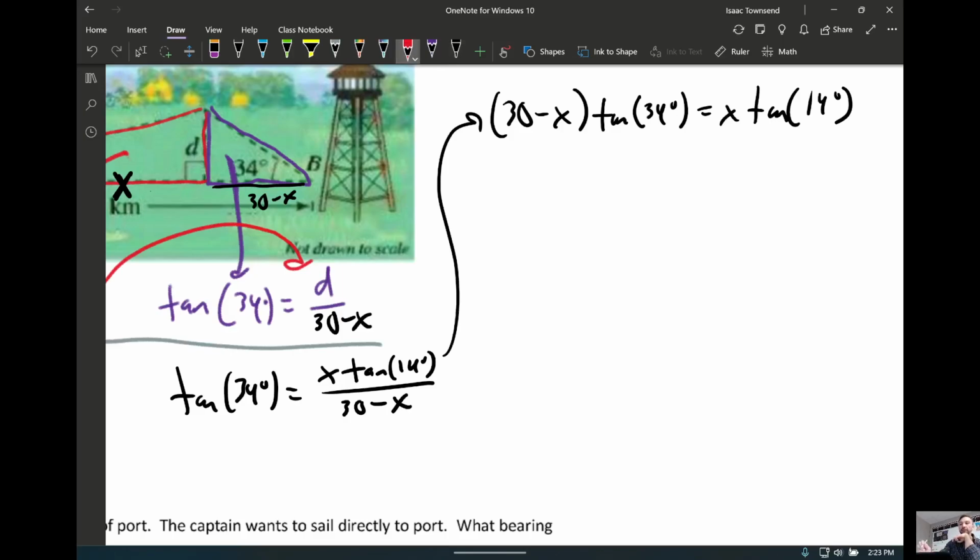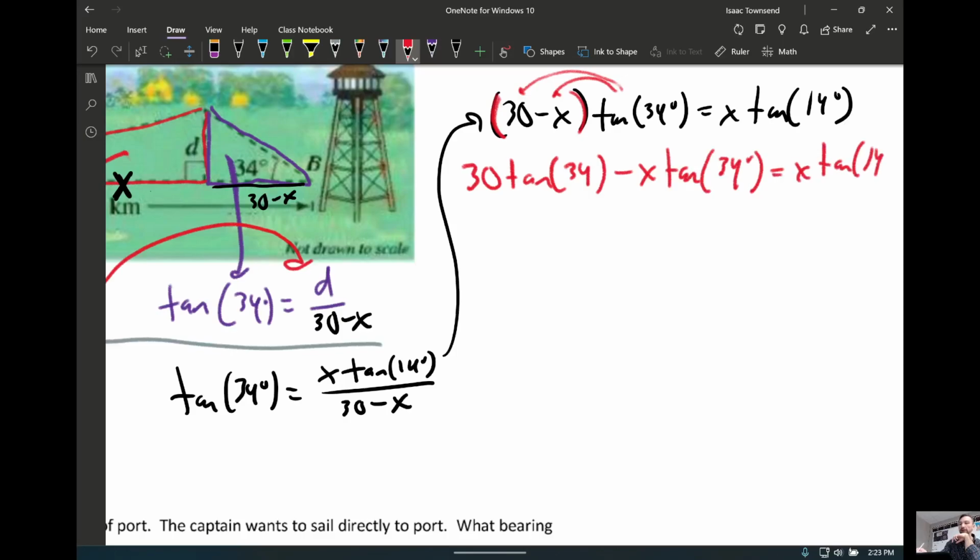Remember, tangent of 34 is just a number, so the next thing I want to do is I want to get rid of these parentheses. So we could distribute. And this question is going to look kind of messy. It's going to look harder than it is. But I multiplied both sides by the denominator, so I didn't have fractions. I distributed, so I didn't have parentheses.